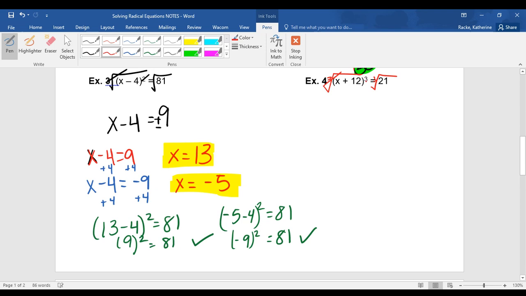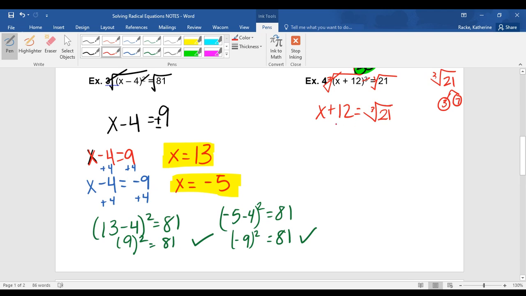Okay, so the cube root cancels out my cubed. I get x plus 12. And the cube root of 21, so can I break 21 down? No, it breaks down into 3 and 7, and that's it. So I'm going to leave it as the cube root of 21, okay? Again, if it doesn't simplify, just leave it as is, but I still need to solve the equation.